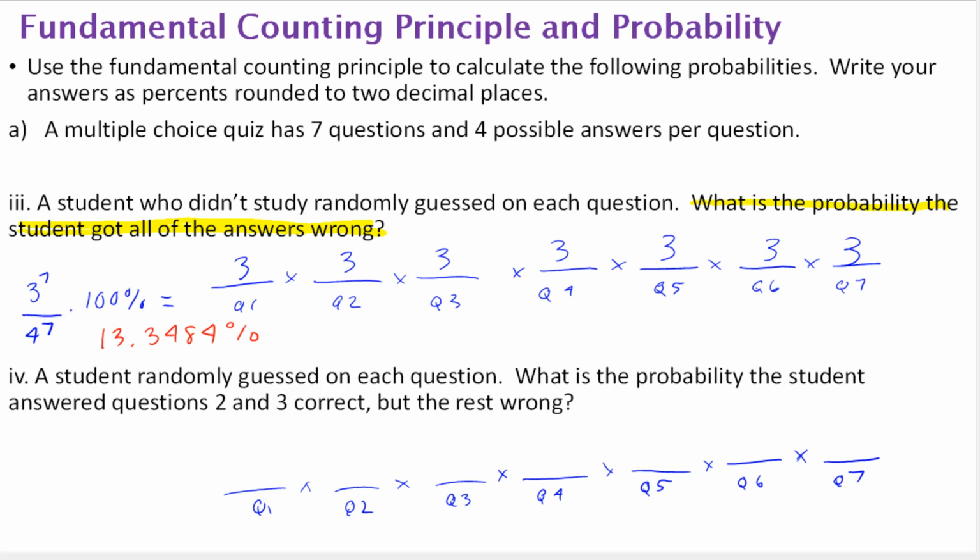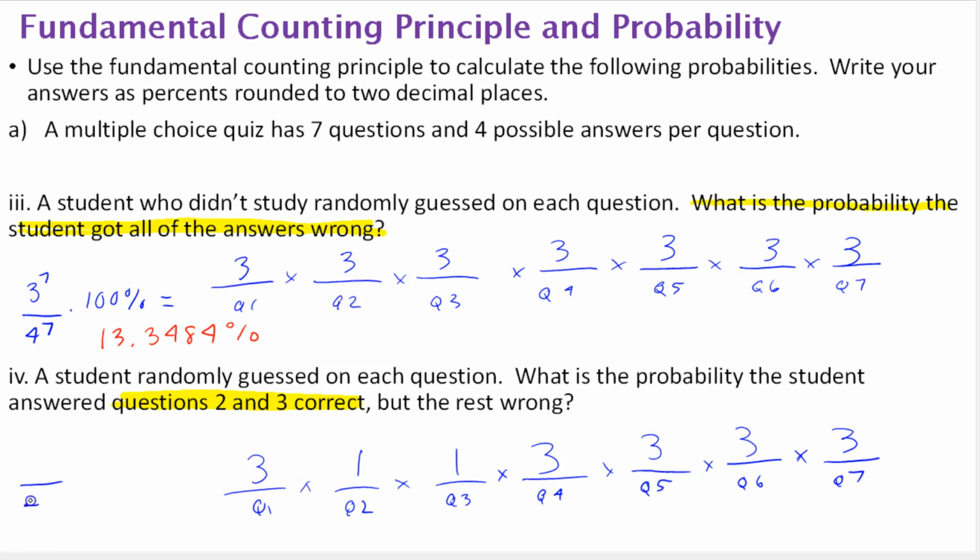And now for our last question. What is the probability the student answered questions 2 and 3 correctly, but the rest of them wrong? So, looking at our setup, questions 2 and 3, if you're going to answer them correct, you have one way to do that. And all the other ones are wrong, so there's 3 ways to get each of those wrong.